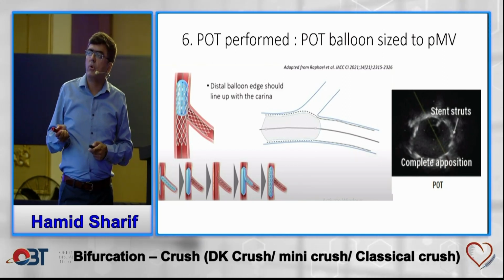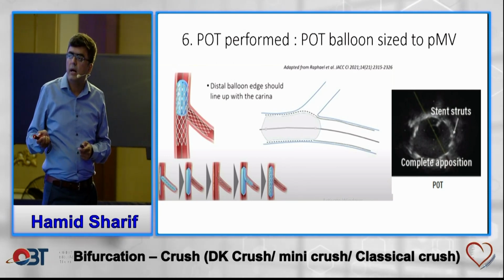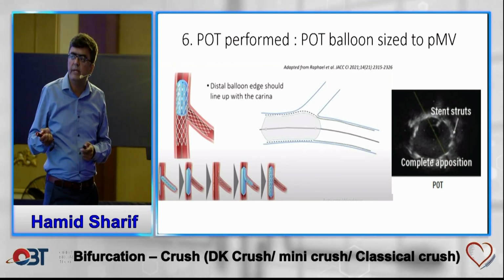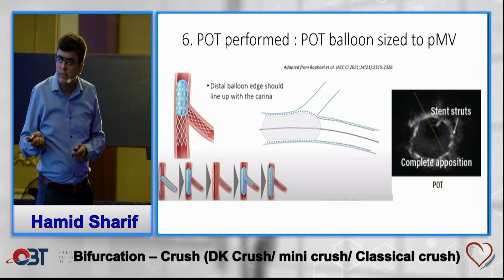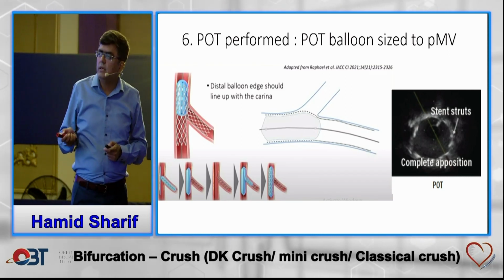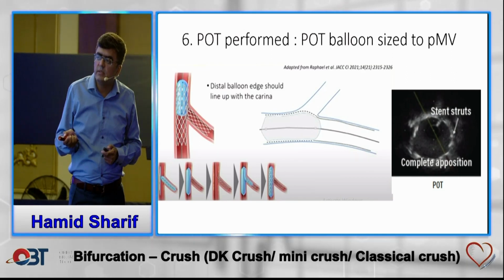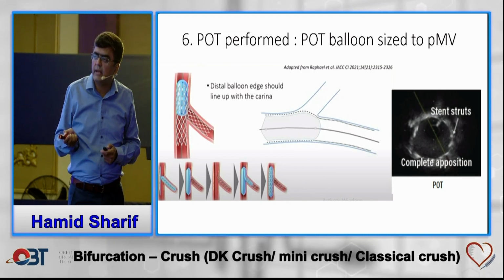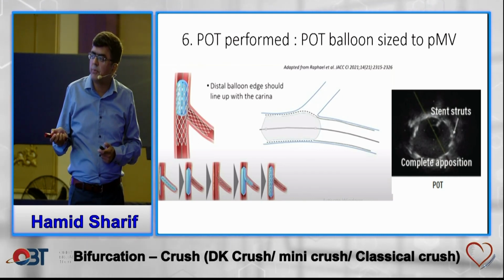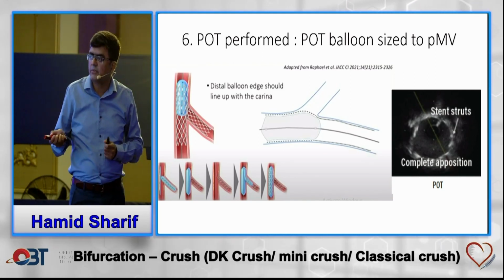Now POT is very important. What is the importance of POT? We all know, for example, if you don't do the POT, our recrossing will be difficult because it has every possibility of going under the struts of the main branch. So once we have deployed the main branch stent, we take a POT balloon. This is the exact location of the POT balloon. It should be at the distal vessel edge of the side branch. You have to go and cover the carina like this. It has got importance because it will open up the struts further and will also make the second recross much easier because the stent will now be expanded at the side branch.